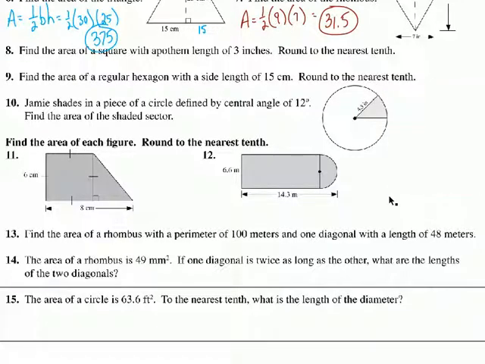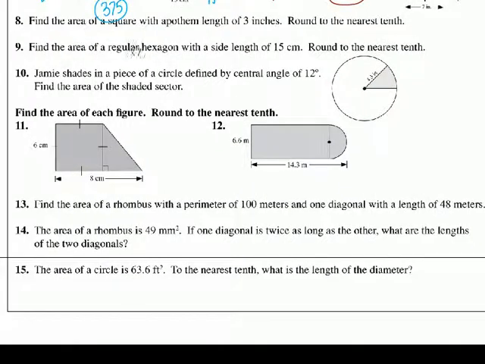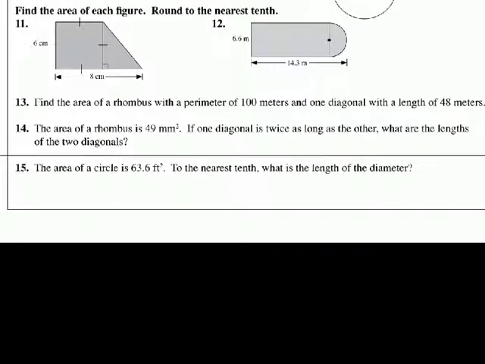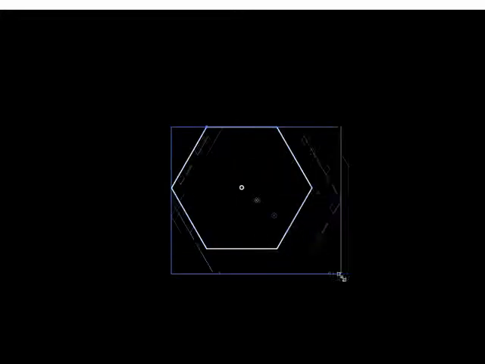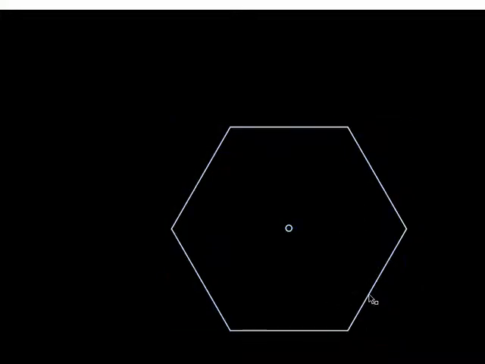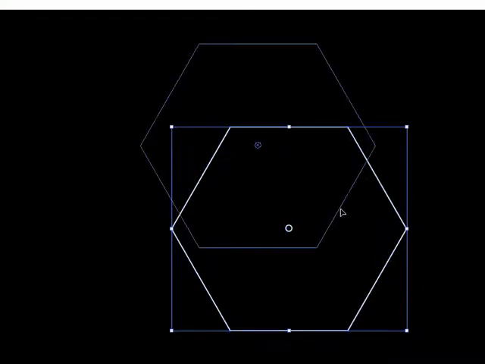All right. What else we got? Hexagon, regular hexagon. Well, let's go find a hexagon. We'll do this down here. Okay, this says find the area of a regular hexagon with a side length of 15. So technically, you don't even have to draw a whole entire hexagon out. I will, just since I can. Okay, and it's just as easy to do that.